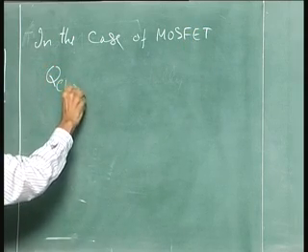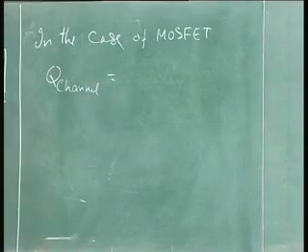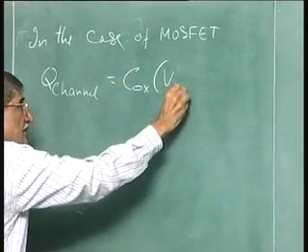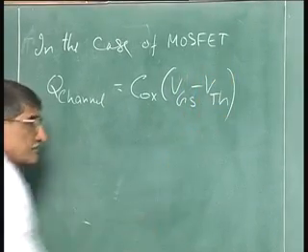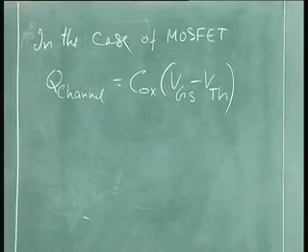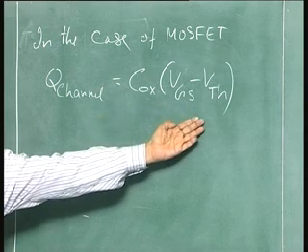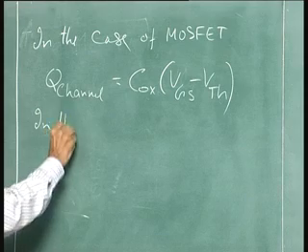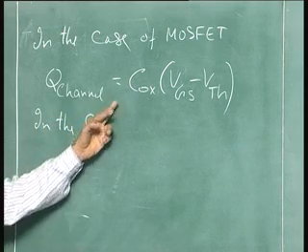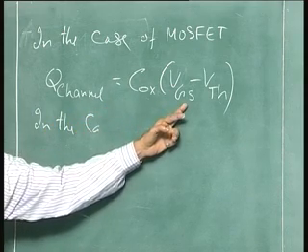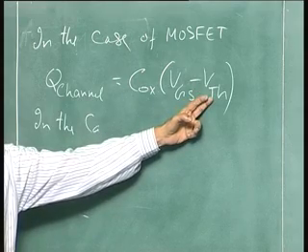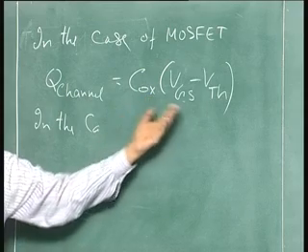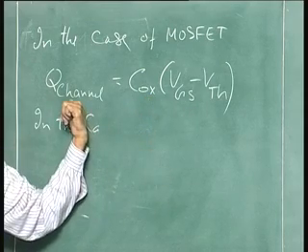The channel charge is actually equal to C oxide into VGS minus V threshold. If there is no drain current, we actually subtract the drop in the channel from there. In MOSFET, this is because whatever voltage is there over and above the threshold voltage interacts between the gate and the channel. So, C oxide into the extra voltage gives extra charge in the channel.